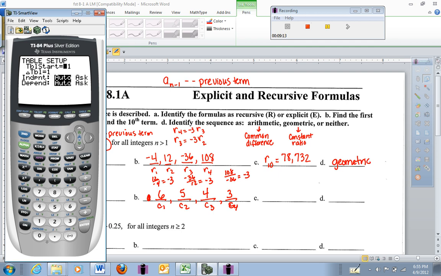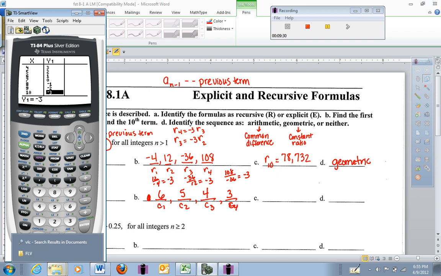And let's start the table on 1, since I want the first term. And let's go to our second table set, which is the second graph. When it's 1, I've got a 6, and then a 5, and then a 4, and a 3, and a 2, and so on. If I want to find the 10th term, I could find it on the table this way and say it's -3.